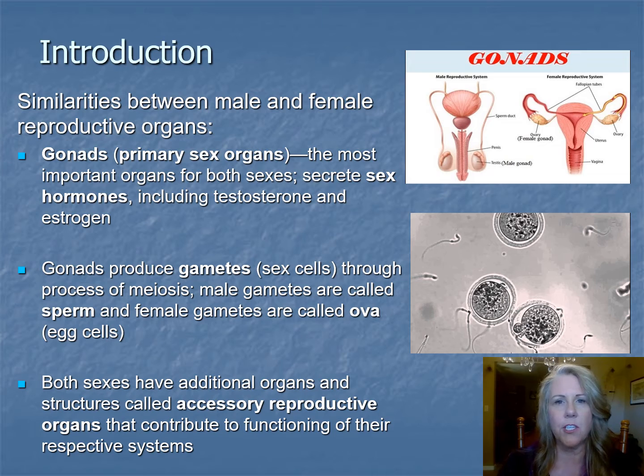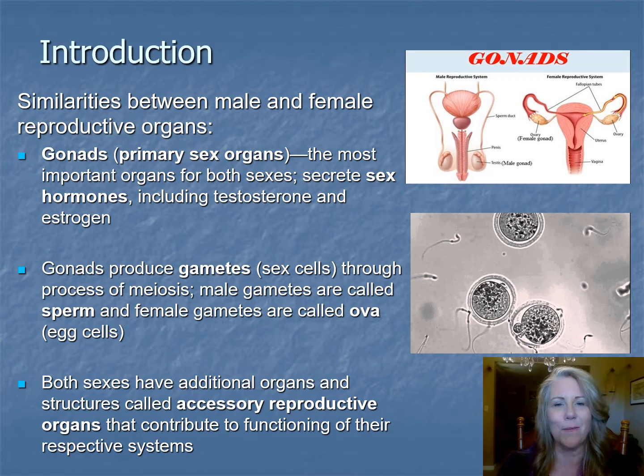Okay, so an introduction to the reproductive system. The similarities between male and female reproductive organs. Let's talk about those first. And these are the gonads. Now you can pronounce this either gonads or gonads. You know, I take those workshops in pronunciation, and actually either one is okay. Now these are the primary sex organs, the most important organs for both sexes.